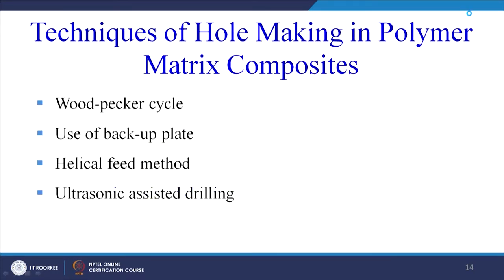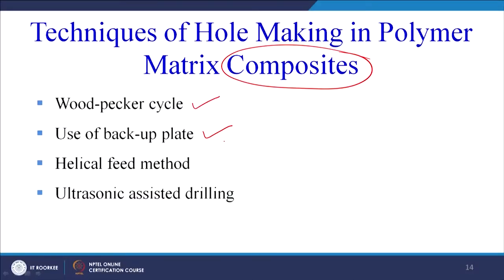Then we have also discussed in our course the techniques for hole making in polymer matrix composites. We have seen there are different types of materials, maybe metals, ceramics, polymers, composites. For composites we have seen there are a number of problems associated. For hole making, we can use the woodpecker cycle, a backup plate can be put below the composite plate, the helical feed method, ultrasonic assisted drilling. All these techniques are improvised versions of the conventional drilling technique in order to avoid drilling induced damage in composite materials.